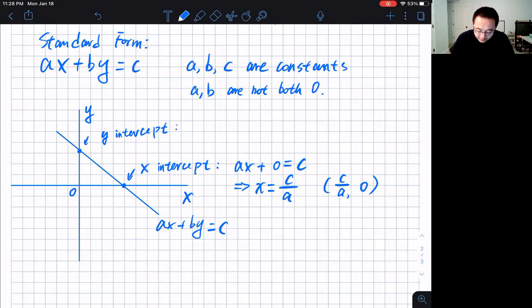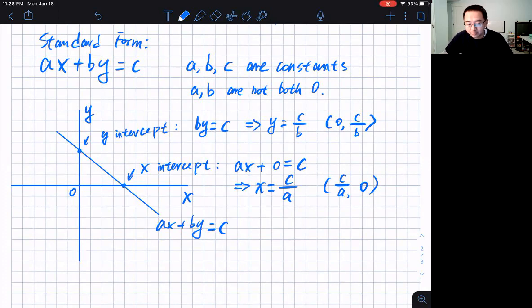Similarly, for your y-intercept, that is when the value of x is 0, right? So if you plug x equals 0 in, you get by equals c. So that tells you y equals always c divided by b. So that means your y-axis intercept is always 0, and then c over b. Okay, that is always the value of your y-intercept. Okay. All right. So again, I hope this is not really too complicated.